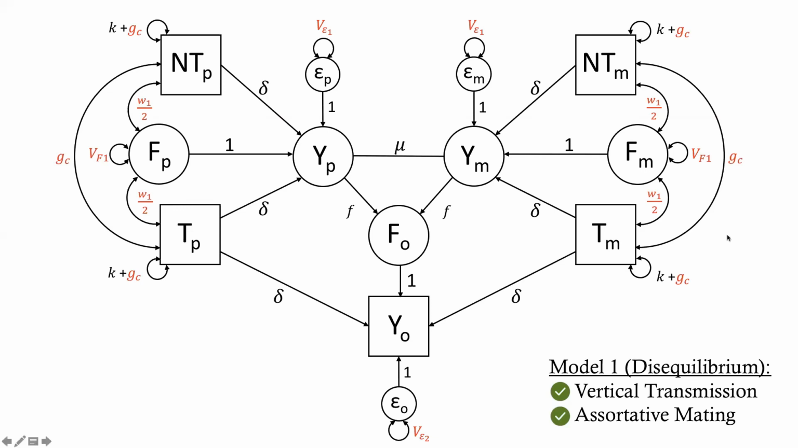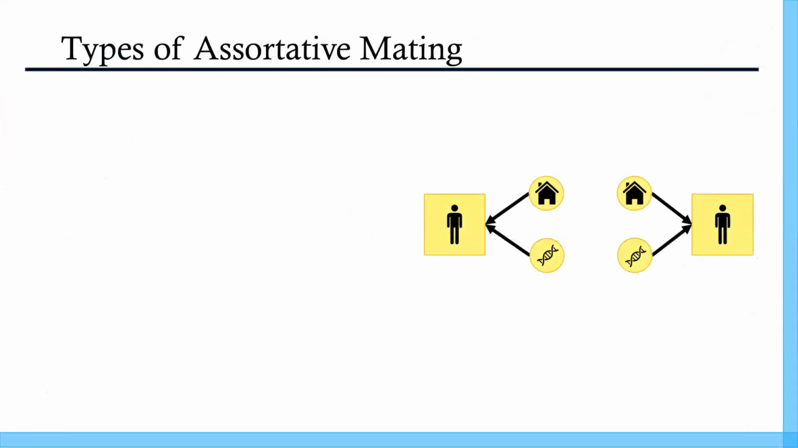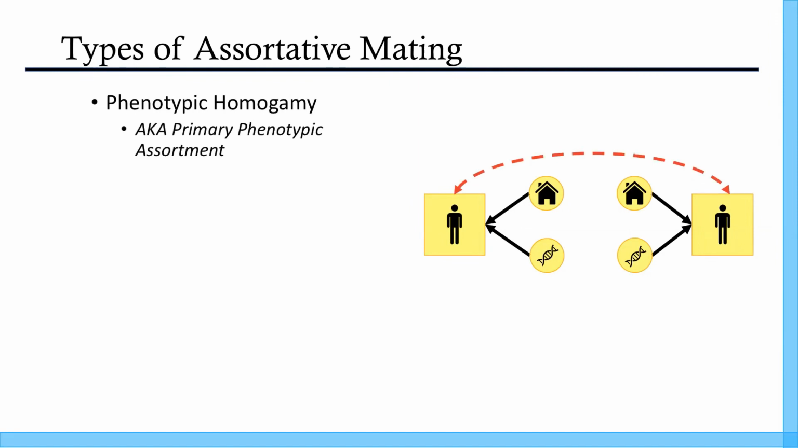And with that, I can move on and talk about determining what is causing the assortment. How and why are people assorting on a given trait? There are a lot of different types of assortment. There is phenotypic homogamy, which is also known as primary phenotypic assortment, in which people are mated with one another based on phenotypic similarity. So for example, tall people preferentially choosing tall people, short people preferentially choosing other short people.